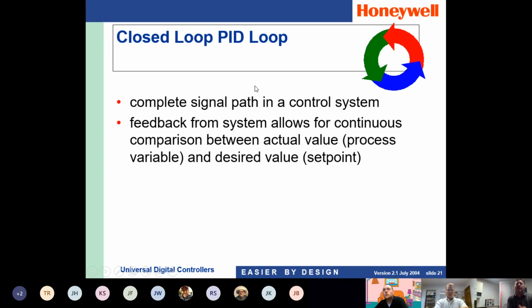So last but not least, we're going to get into the control loop itself. We talked at the beginning about closed loop control systems, and this is the primary focus for today's session. A closed loop system completes a signal path in a control system. It feeds back the process variable to the controller, controls it to set point, and then provides an output to be able to control the process.